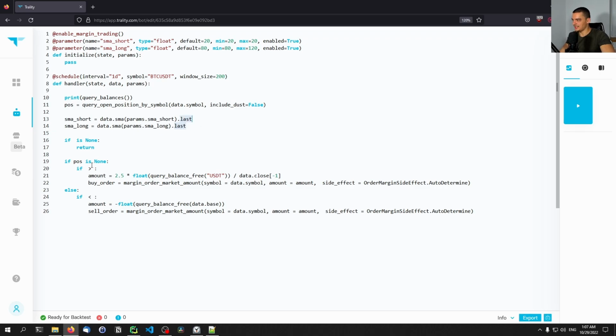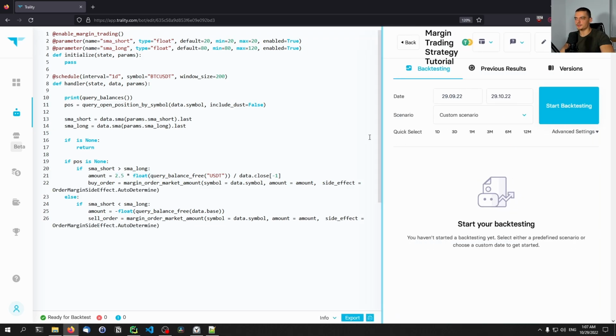And essentially now we only need to say, okay, if the SMA short goes above the SMA long and we don't have a position, we buy. And if the SMA short is below the SMA long and we do have a position, we sell. And of course, you can also take that and turn it into a parameter. This will also be possible. You just add another parameter, a name, and then you say param dot, I don't know, ratio or something times whatever. So this would also be possible.